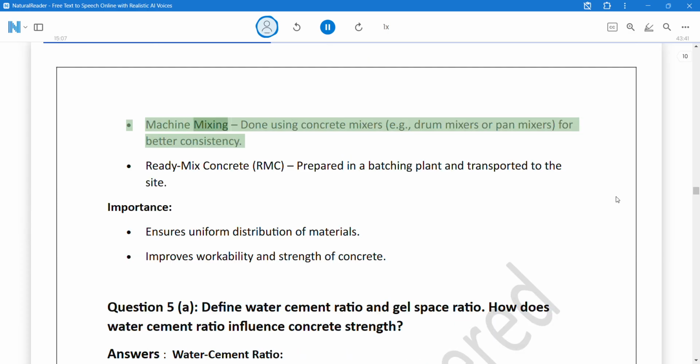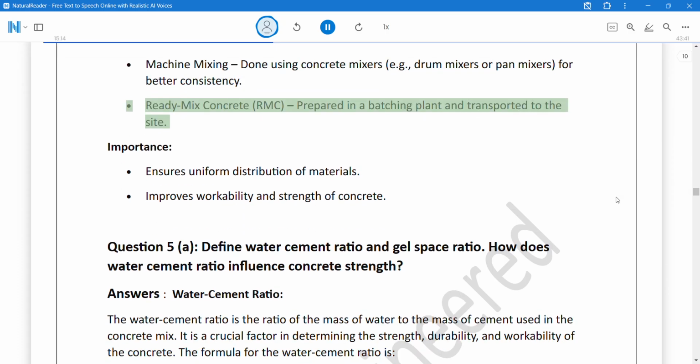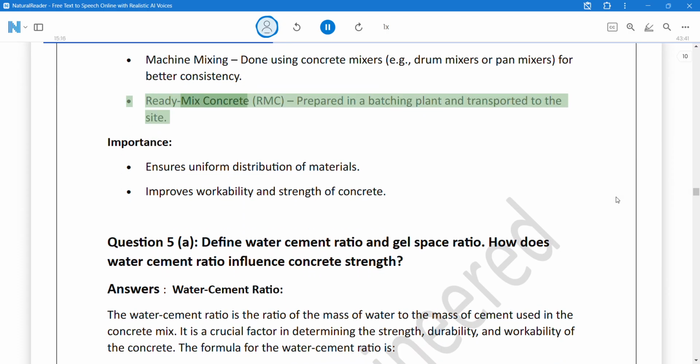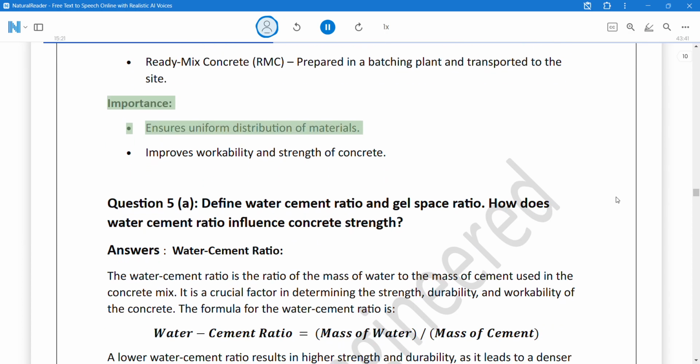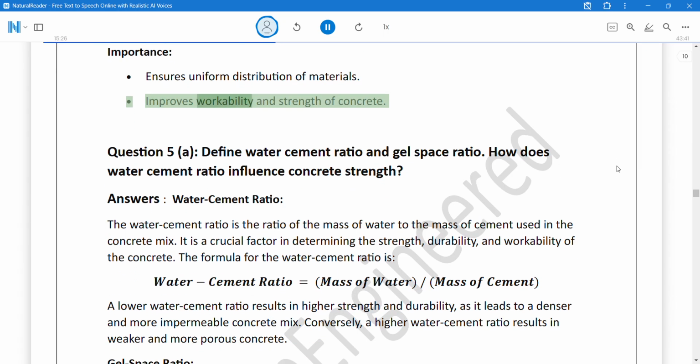Machine mixing, done using concrete mixers for better consistency. Ready mix concrete, prepared in a batching plant and transported to the site. Importance. Ensures uniform distribution of materials. Improves workability and strength of concrete.